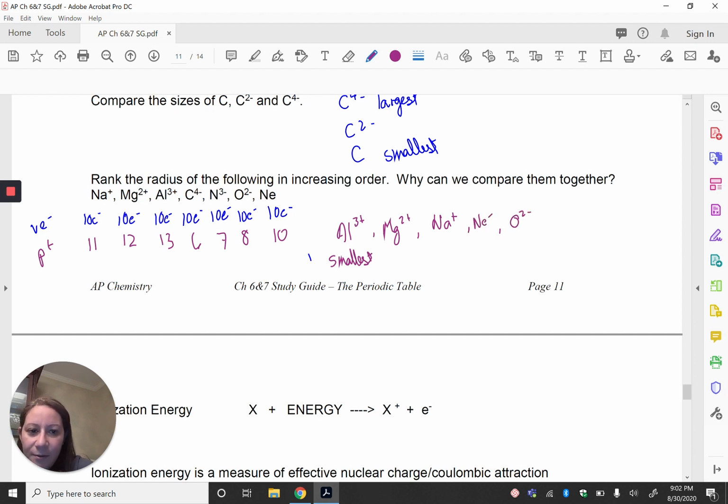And then oxide. Oops, this is just neutral neon. And then nitride. And then carbide. That one would be the largest. Sorry, I'm so sorry. Because the carbide ion has only 6 protons to pull in those 10 electrons. So this one would be the largest, not as much attraction. This one's going to be the smallest in size because there's lots of attraction between the valence electrons and the nucleus. See you guys next time.